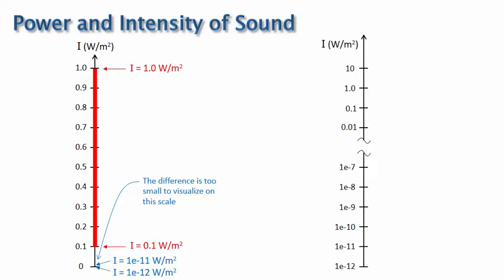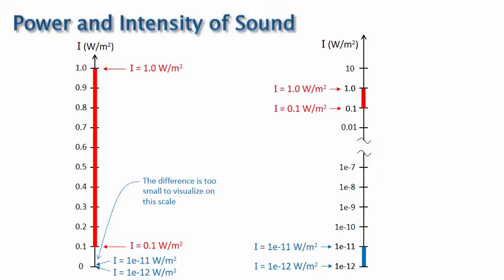On this logarithmic scale, here's the drop from 1 to 0.1 watts per meter squared. And here's the drop from 1 times 10 to the minus 11 to 1 times 10 to the minus 12 watts per meter squared. These changes in intensity on the logarithmic scale are the same, which is how human hearing perceives it. So this is a more appropriate scale for human hearing.